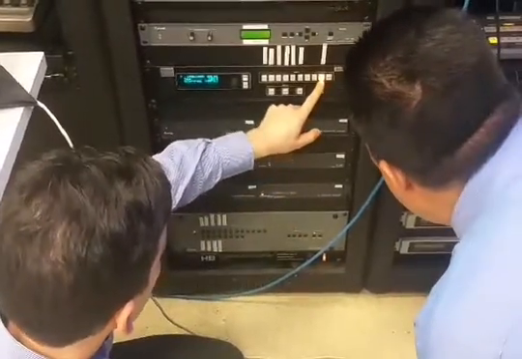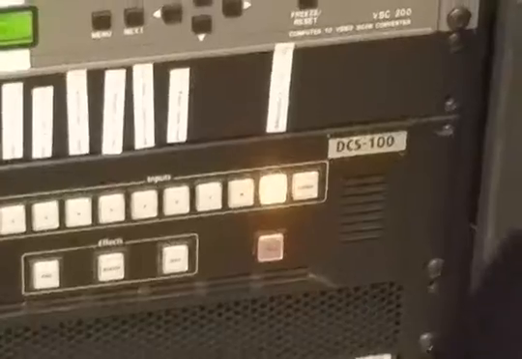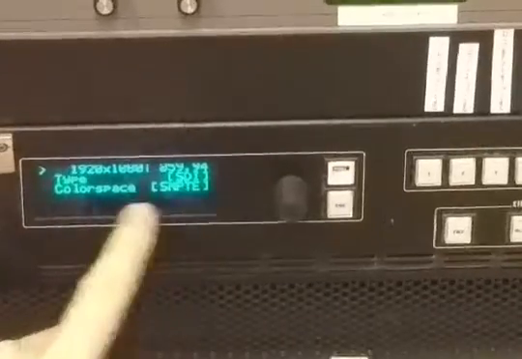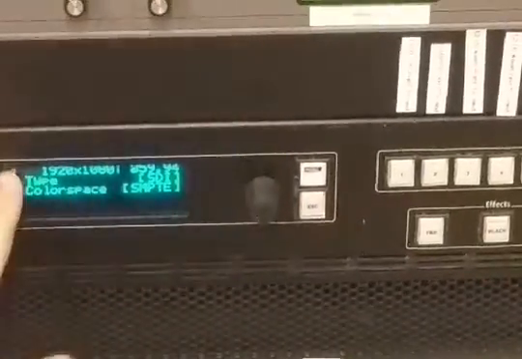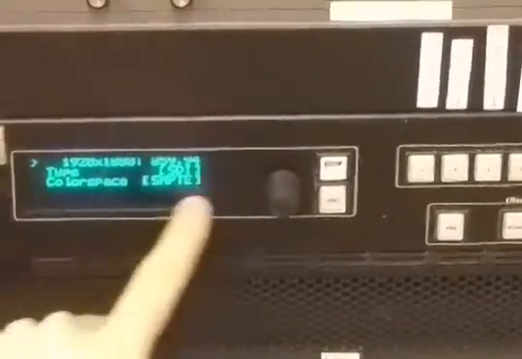So the way we use this is we send that SDI, we convert it to VGA, and we put it into the projector. So it actually knows that it's a 1920 by 1080i at 59.94 SDI with the color space. So it actually recognizes that. That's a little confirmation right there that that's what is going on.